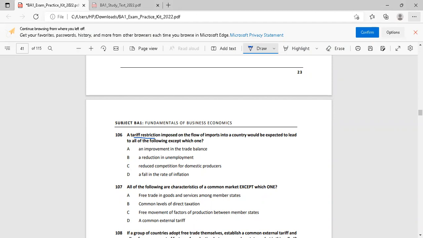For imports, they will have to make the payment. A fall in the rate of inflation: domestic producers can increase the rates. Since imports will be less, domestic producers will increase the prices of the product. So how do we connect it to inflation? It should be about the balance between imports and exports, no?